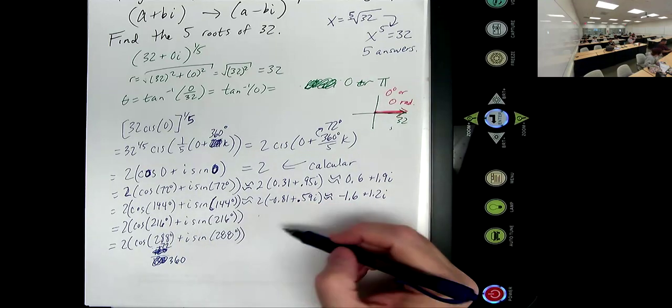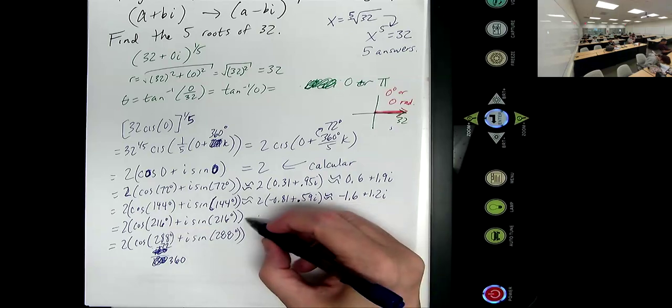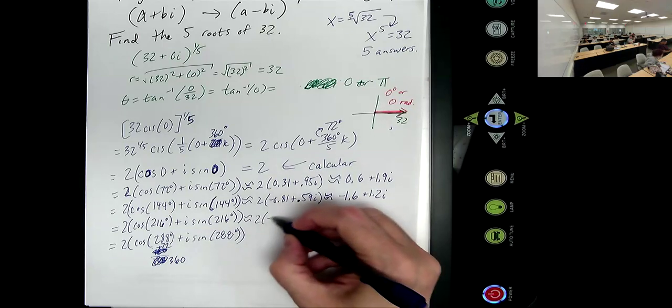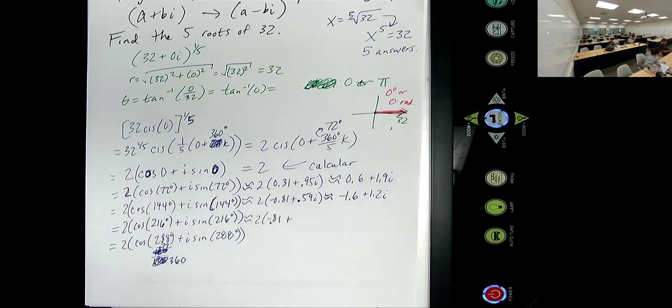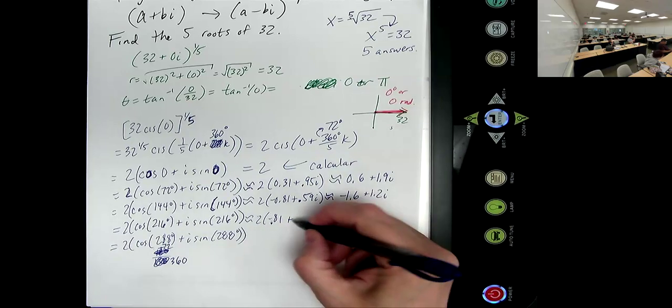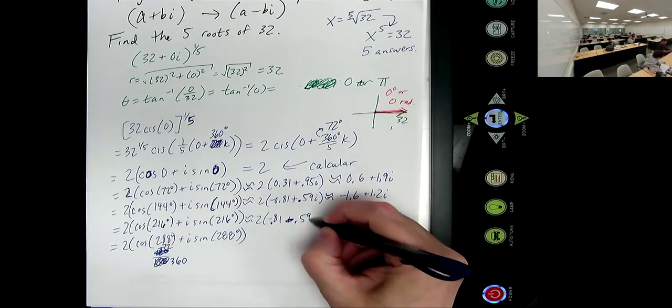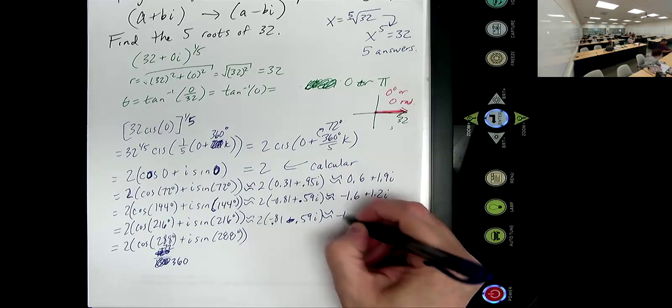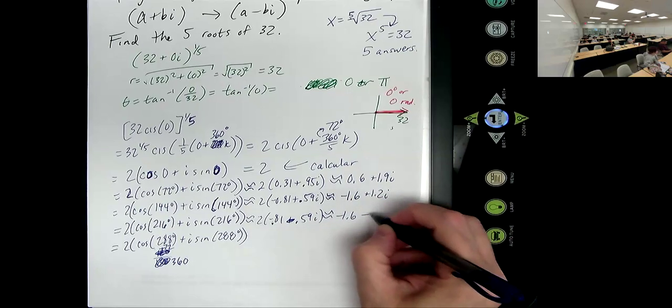These should be the same, except the second one is negative. These are the same things off of the same reference angle. Sine of 216. Yep. Minus 0.599. We have negative 1.6 minus 1.2i.